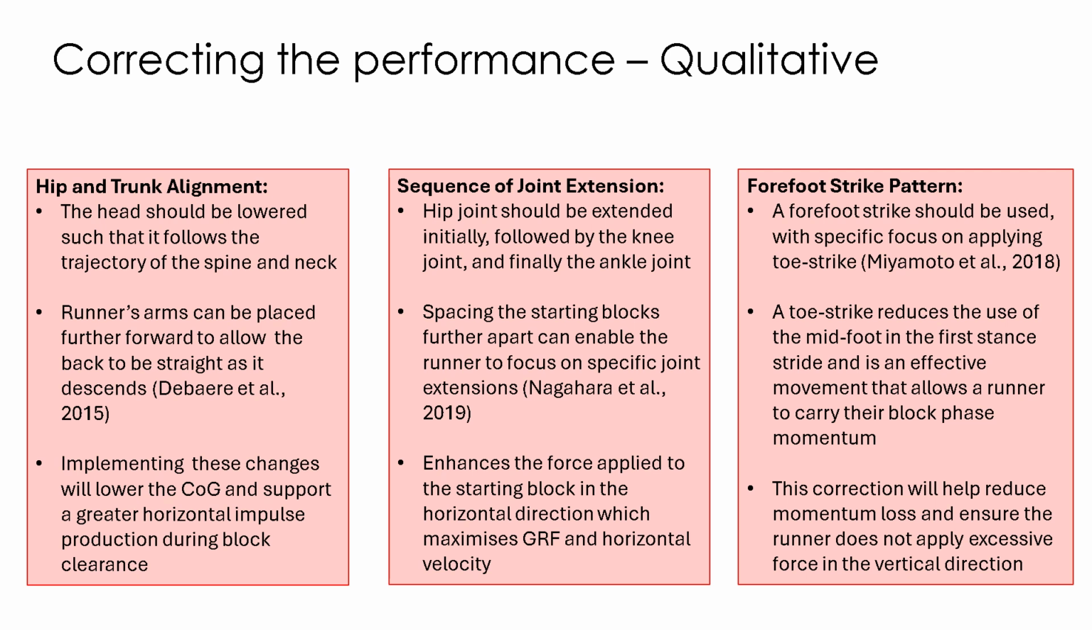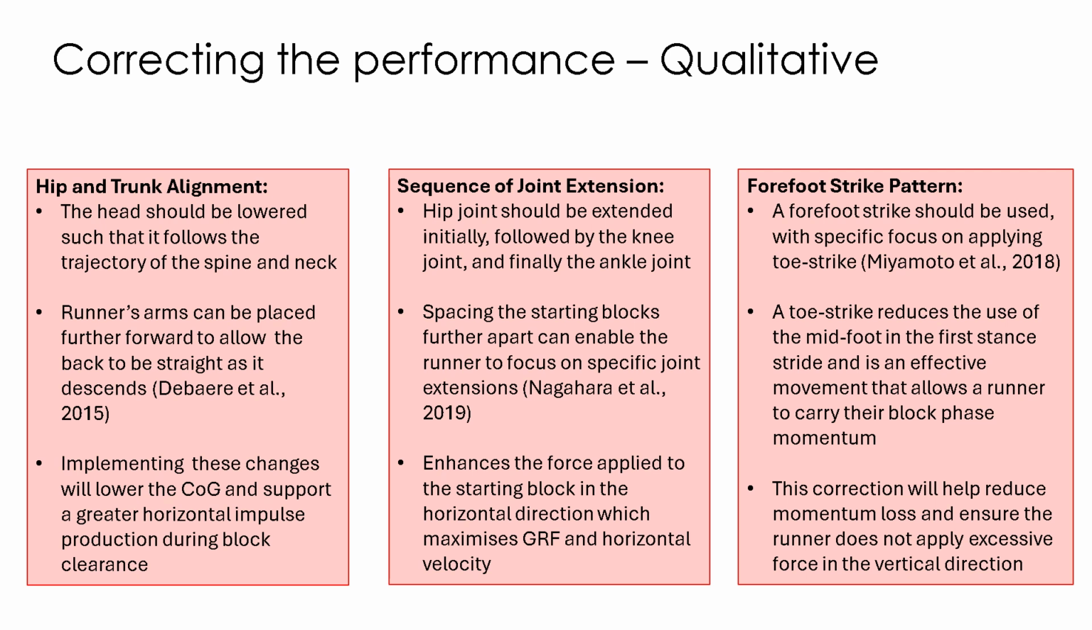The incorrect joint movements can be corrected by ensuring that the hip joint extends first, followed by the knee joint, then finally the ankle joint. Nagahara and colleagues recommend spacing the starting blocks further apart, which enables the runner to focus on specific and sequential joint extensions, and this also aids the horizontal force production and can help increase velocity.